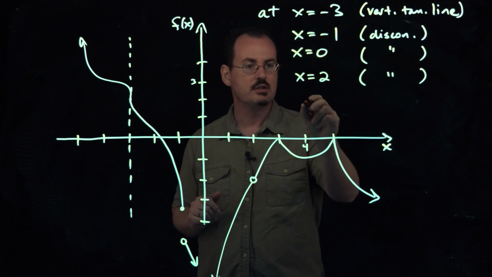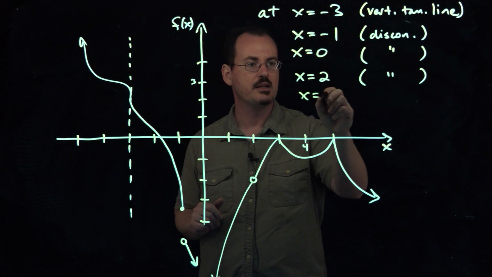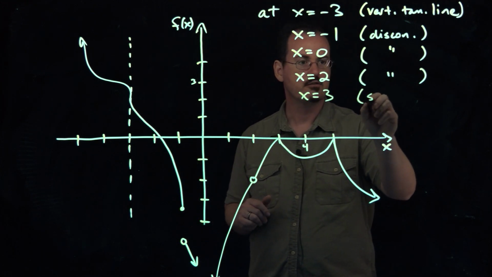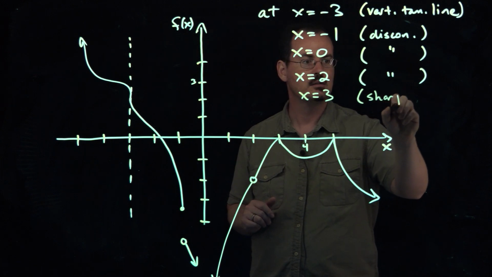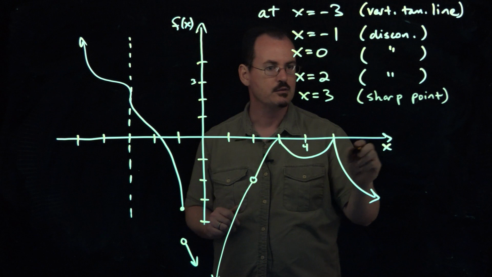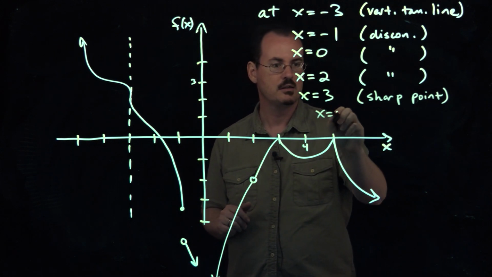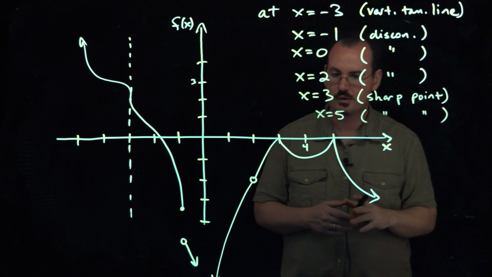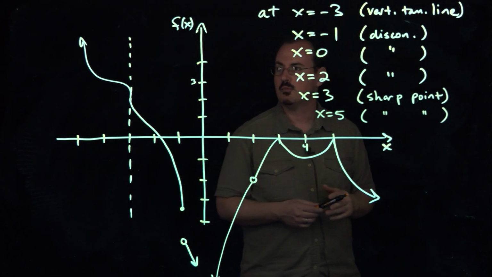At x equals 3, you see what's happening there. That's a sharp point, so not differentiable there. And then again at x equals 5, we have another sharp point. So it's not differentiable there either. And I believe that's all of them.